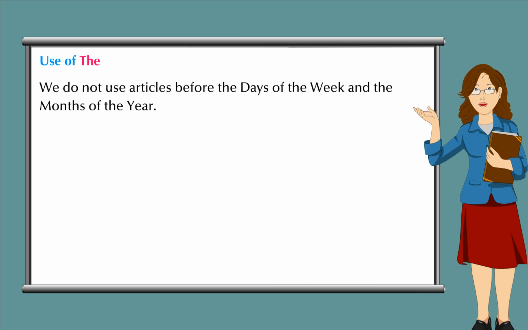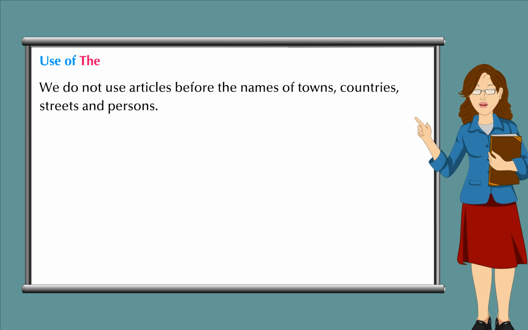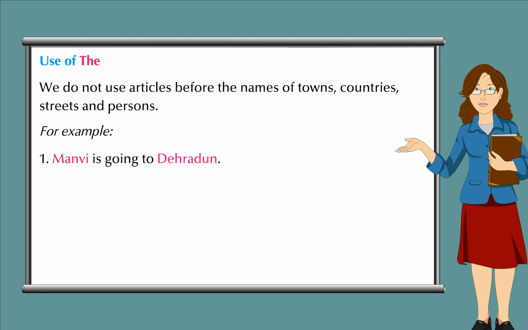We do not use articles before the days of the week and the months of the year. For example, number 1. I was born in January. 2. We are meeting on Monday. We do not use articles before the names of nouns, countries, streets and persons. For example, number 1. Manvi is going to Dehradun. 2. Milan lives at Mahatma Gandhi Road.